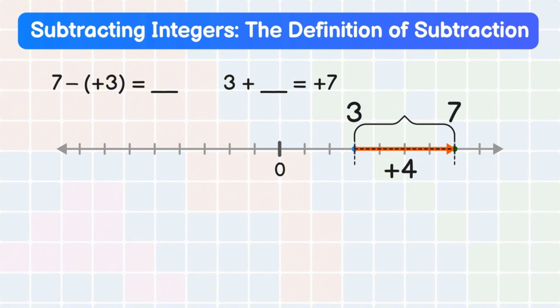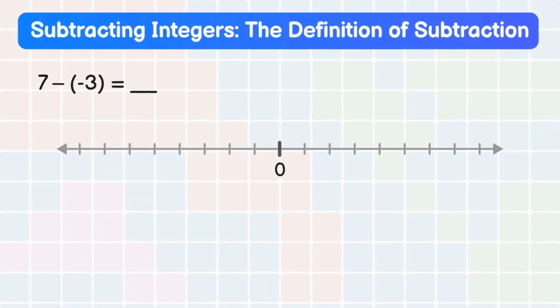The good news is that this process is exactly the same when we subtract any integers in any combination, either positive or negative. We place the two numbers on the number line by counting both numbers starting at 0. Then we count the distance between them. Here's another example to illustrate this.